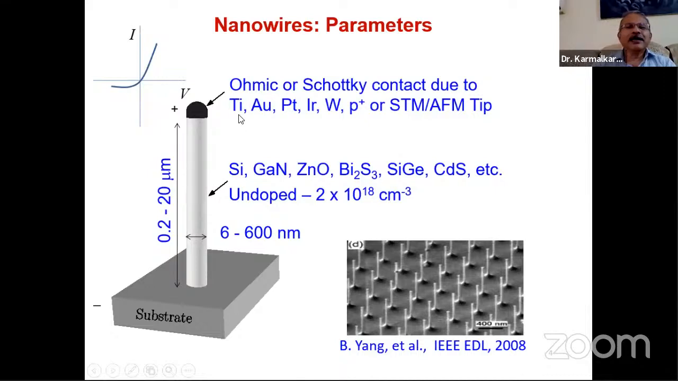And what are the kind of metals which can be used to make such contacts? Titanium, gold, platinum, iridium, tungsten. Or you can put P plus silicon, or P plus of another semiconductor.